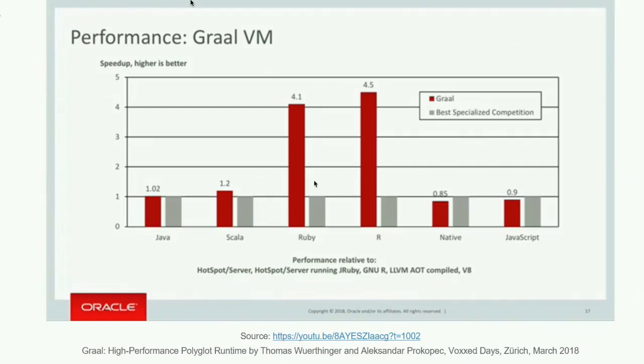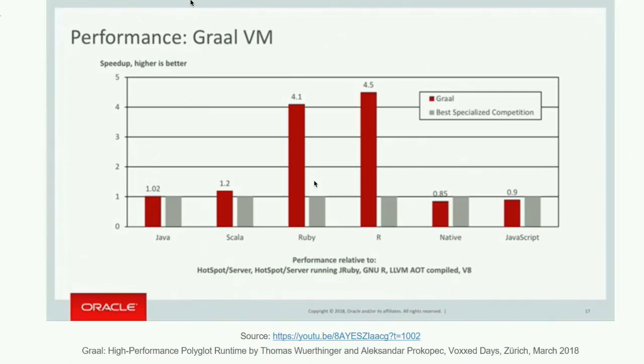So if you see, Java is more or less the same. Scala is 20% faster on GraalVM. You get 4x for Ruby, 4.5x for R, and it's slower on the native ones. Plain C is faster than C based on the GraalVM. So that's not a surprise. But it's also a bit faster, about 10%, on the JavaScript engine.